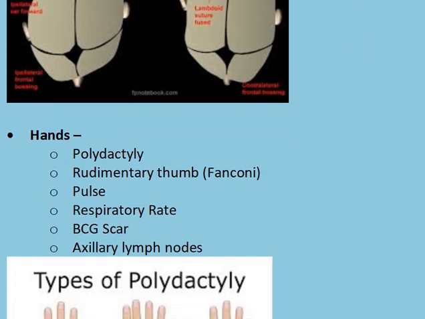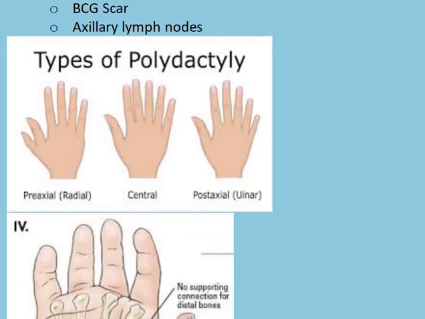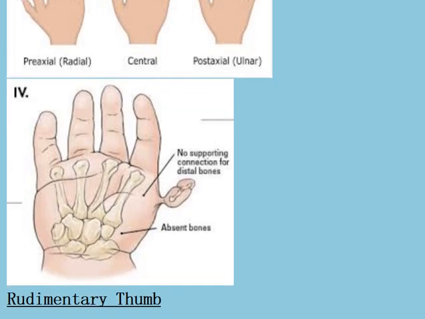Then look at the hands for polydactyly and rudimentary thumb, which is present in the case of Fanconi; pulse, respiratory rate, BCG scar, axillary lymph nodes. There are types of polydactyly: preaxial, which is before the thumb, central, and then postaxial, that is on the ulnar side. Then there is a rudimentary thumb. There will be no bony connection with the hand.